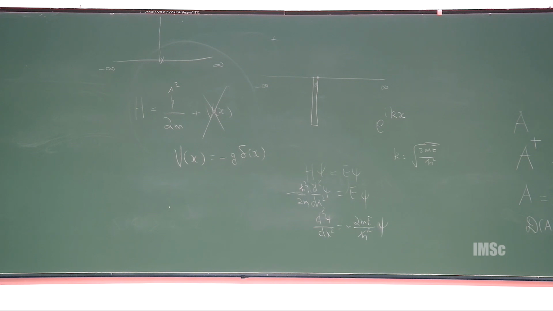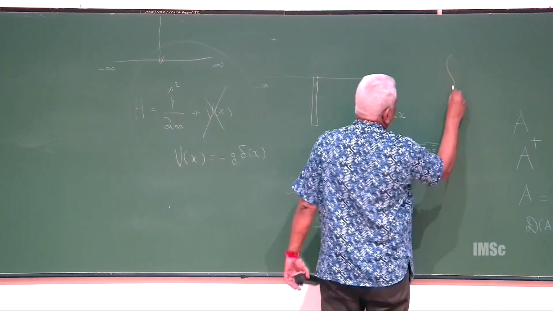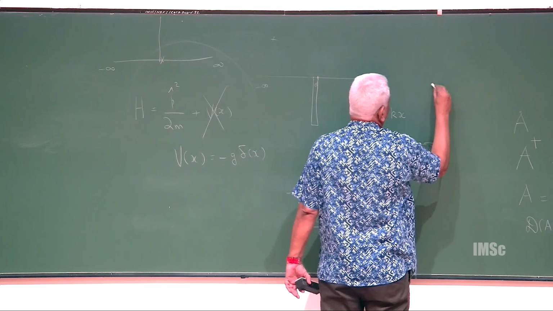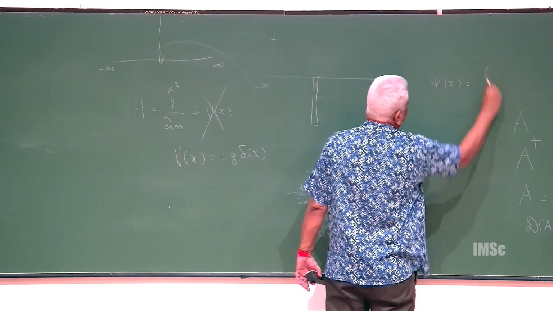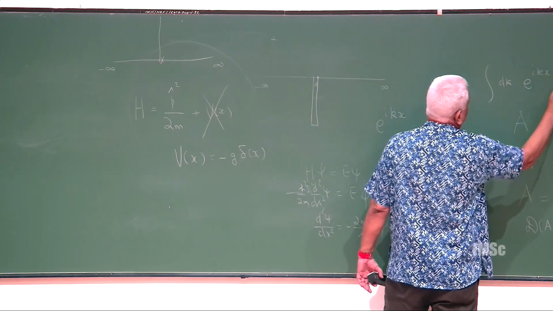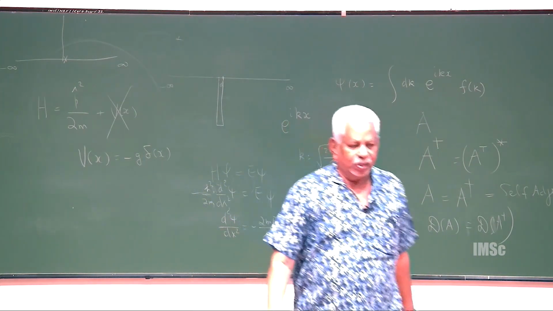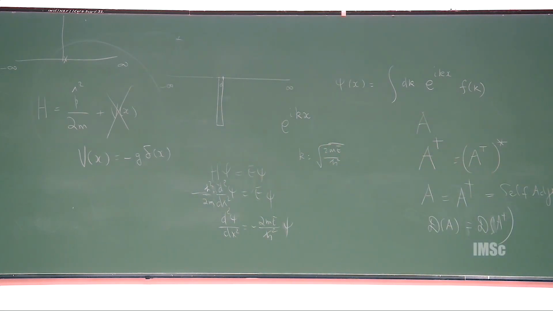So what you can do is, in general, a function psi of x like integral dk e power ikx f of k, okay, that kind of function can be square integrable because I have put an f of k. For large values of k, it can go to 0. So this kind of function is called a wave packet.